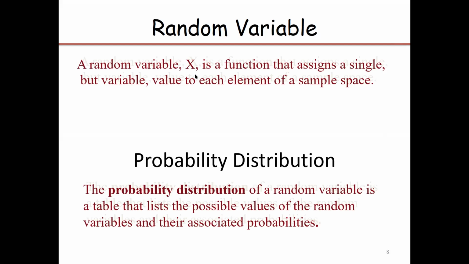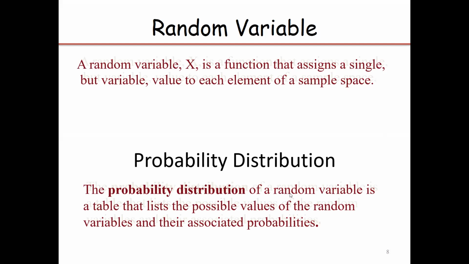A random variable x or y or z is a function that assigns a single value to a variable. Variable means what? It may have different values at different time instances for each element of the sample space. So we have all possible values in a sample space. As I told you earlier, in probability theory it is called sample space. In sampling theory, it is known as population. In set theory, it is known as universal set.